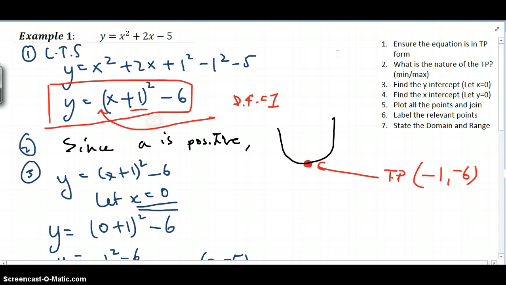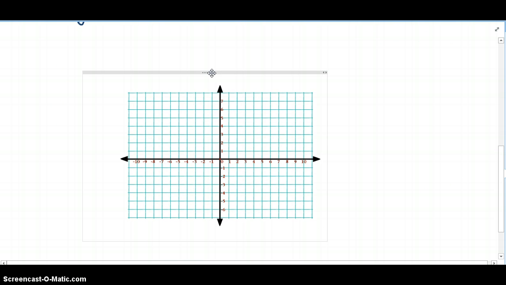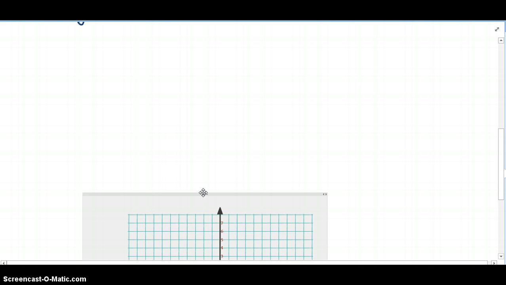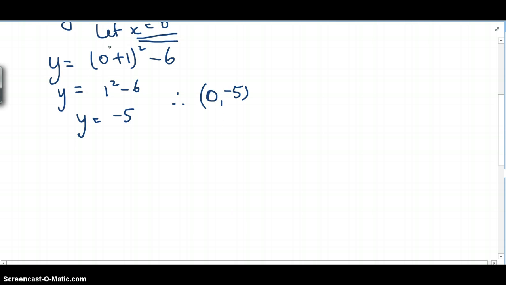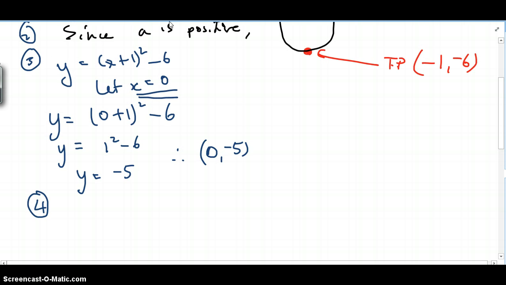Next step says, find the x-intercepts. So when we want to find the x-intercepts, we need to let y equal 0. So let's do that with the next step. So I'm just going to move this down here. So question 4. To find the x-intercepts, let's rewrite our equation again. So our equation is y equals (x + 1) squared minus 6.